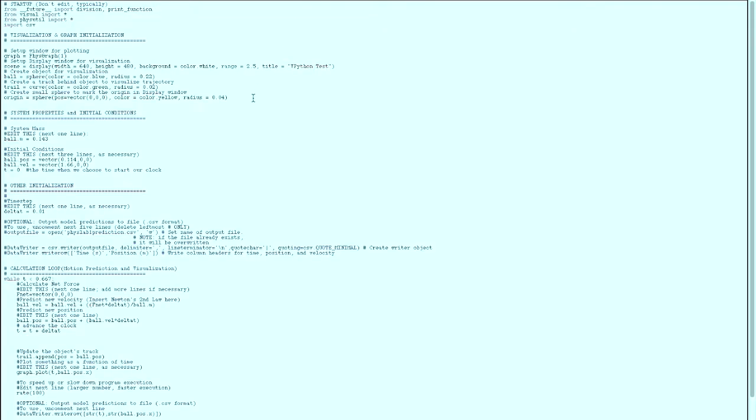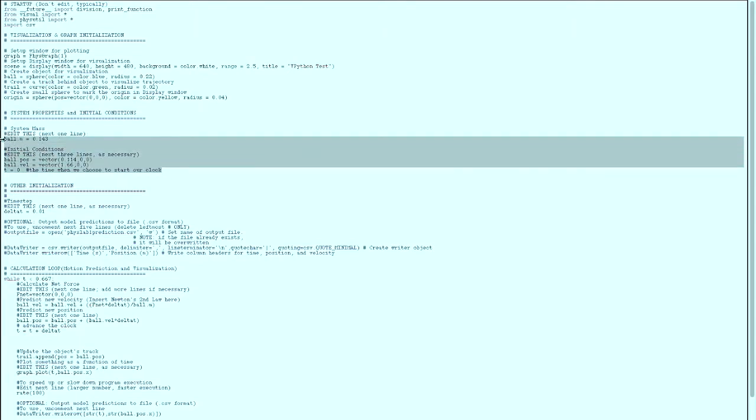Now we are going to predict a ball's motion at constant velocity using Python code. And we are using some of the initial values we had from before in our Tracker video. And here are those values. The ball's mass is 0.143 kilograms. Here's the ball's initial position vector, 0.114 meters in the positive x direction.